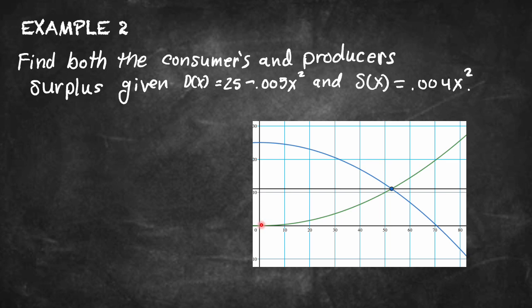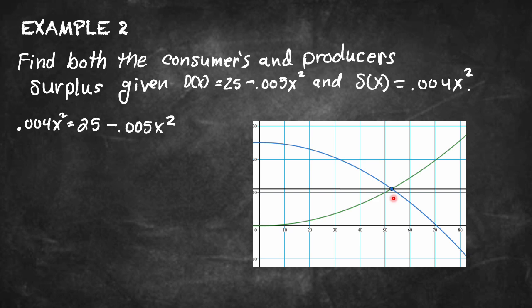We know that we're going to start at 0, but we've got to figure out how far we go out with our x's. Now right now, because of the graph, we can estimate that it's between 50 and 60. But in order to find that exact value, we're going to need to set the two functions, demand and supply, equal to each other. And then we're going to solve for x. And that will give us the x-coordinate of the equilibrium point.